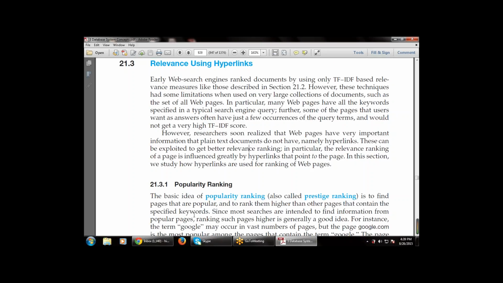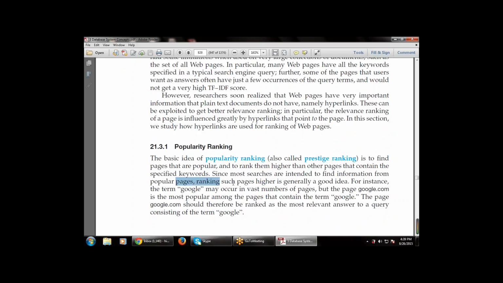Since most searches are intended to find information from popular pages, ranking such pages higher is generally a good idea. For example, the term Google may occur in a vast number of pages, but the page google.com is the most popular among the pages that contain the term Google. So if I apply google.com, it will be available under the term google.com.